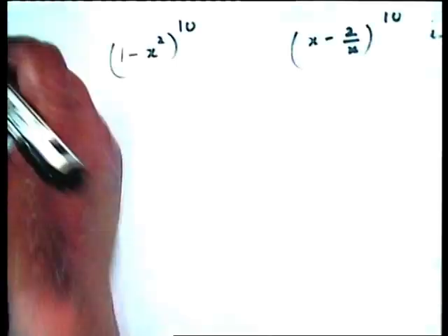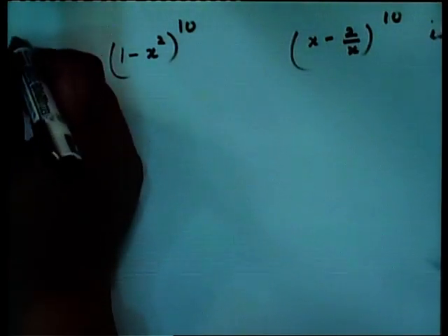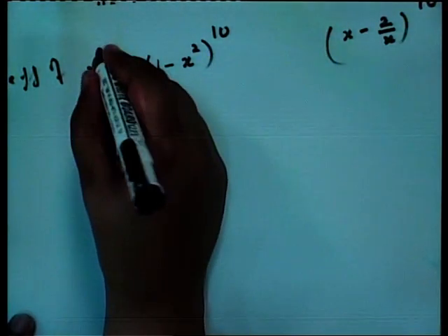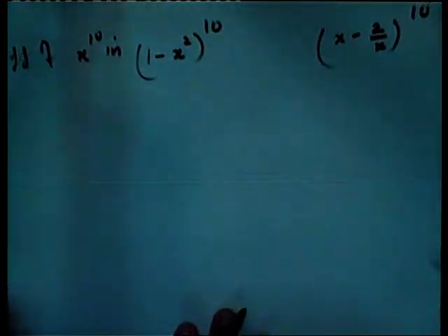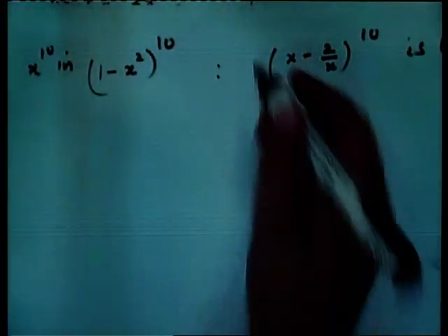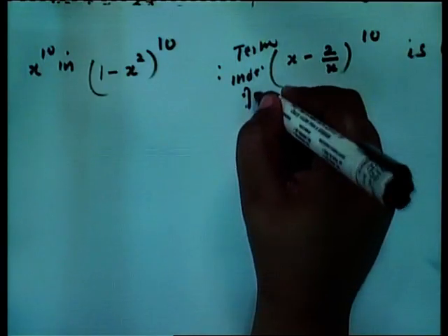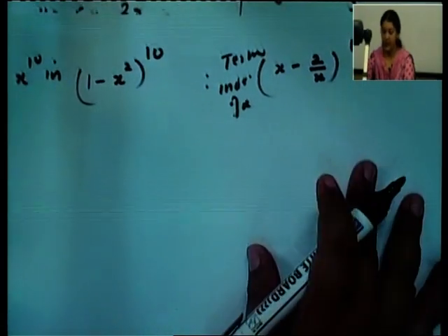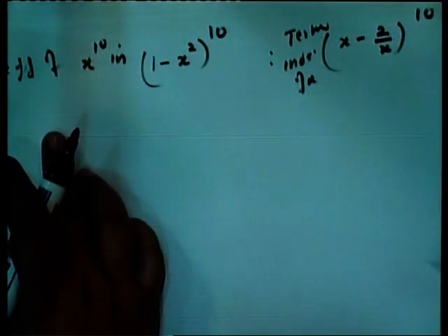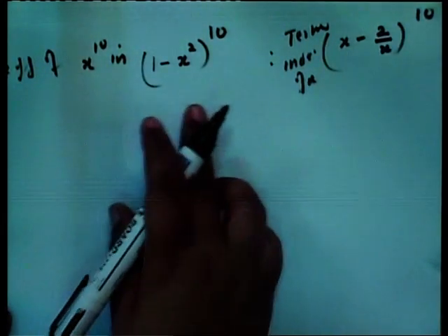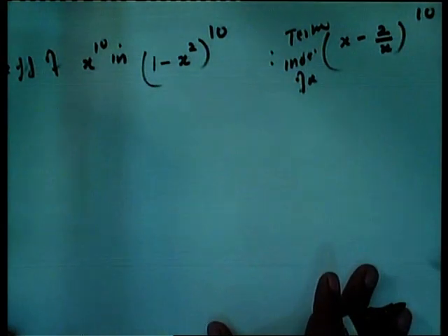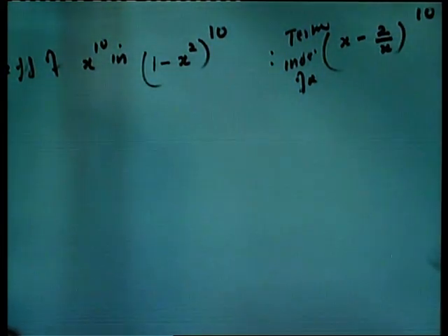So, we have to prove that the coefficient of x raised to power 10 in this divided by the term independent of x in this expansion is 1/32. So, let us first find the coefficient of x raised to power 10 in (1 minus x square) raised to power 10. So, we know the formula of the (r plus 1)th term. Now, we have to find the coefficient of x raised to power 10.